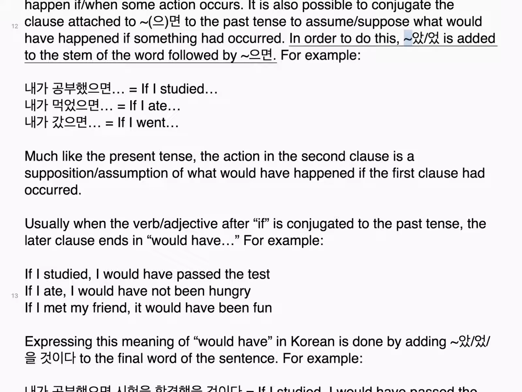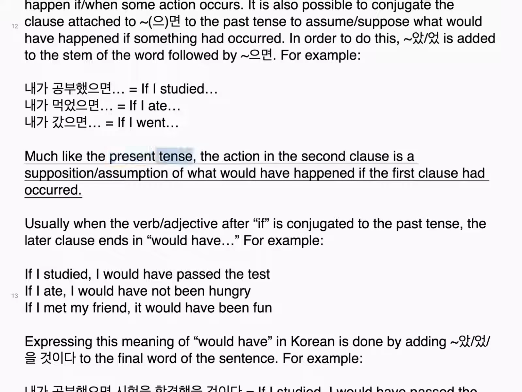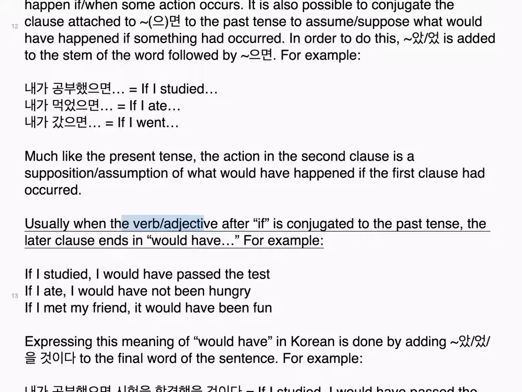In order to do this, 았/었으면 is added to the stem of the word. For example, 내가 공부했으면, if I studied, 내가 먹었으면, if I ate, 내가 갔으면, if I went. Much like the present tense, the action in the second clause is a supposition, an assumption of what would have happened if the first clause had occurred. Usually when the verb or adjective before if is conjugated to the past tense, the later clause ends in would have. For example, if I studied, I would have passed the test. If I ate, I would not have been hungry. If I met my friend, it would have been fun.